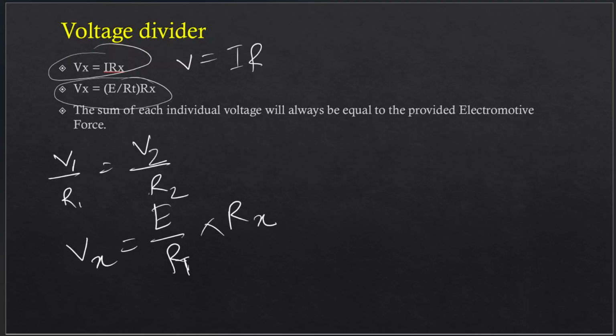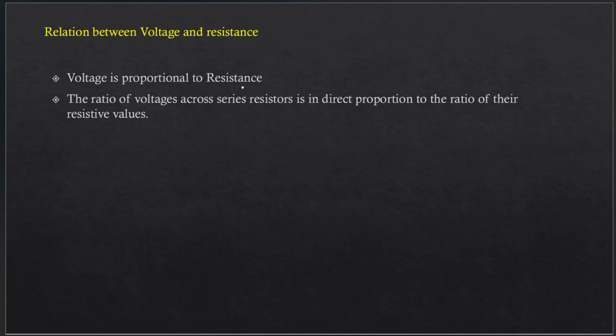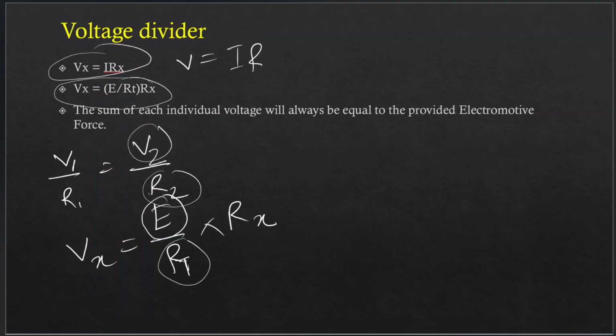So this will be V2. Now here V2 is E, which means the total voltage of the circuit. R2 is RT, so the total resistance of the series circuit. Again, remember this, the voltage across series resistors. This is an important part, like I said. Again, notice here, this RT will be the total resistance of the series circuit, and times Rx, the resistance of that individual load that we are calculating the voltage of. So this is the voltage divider rule.